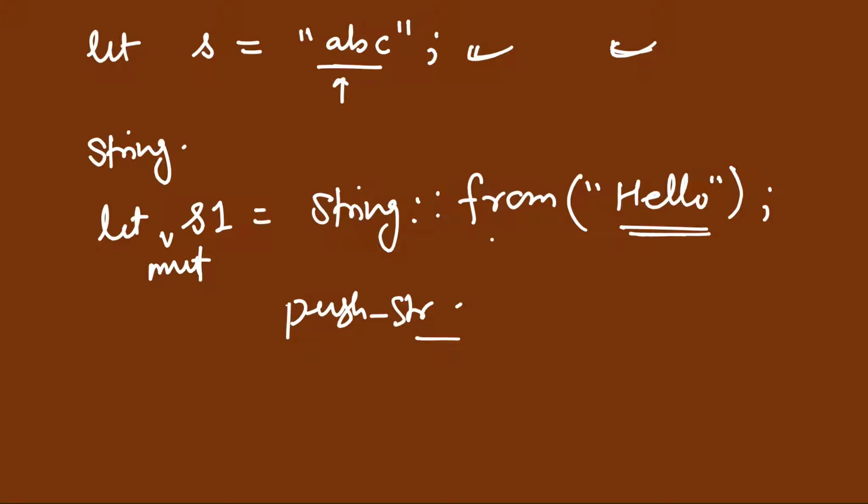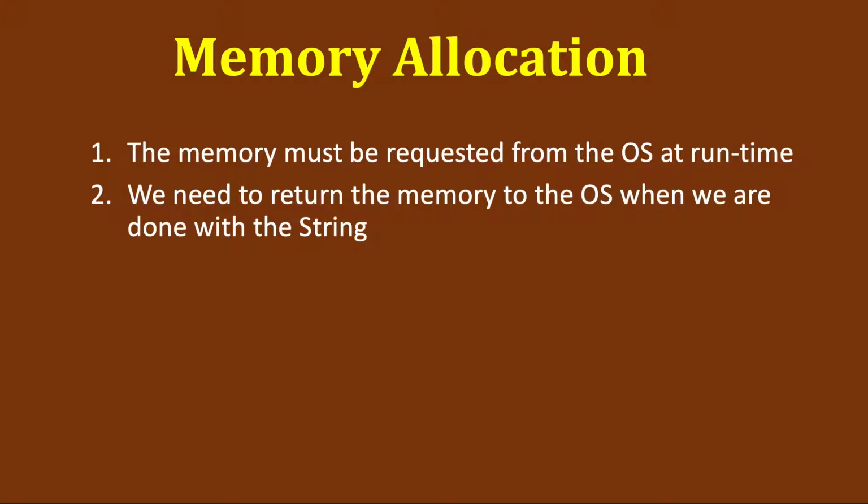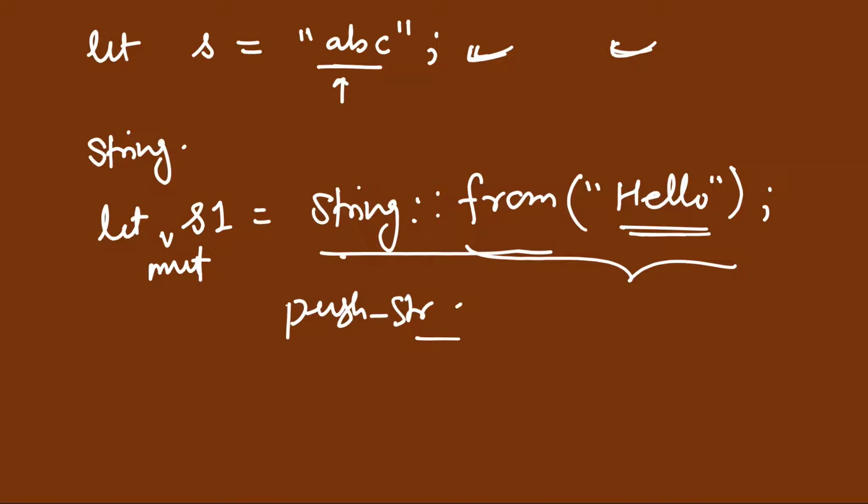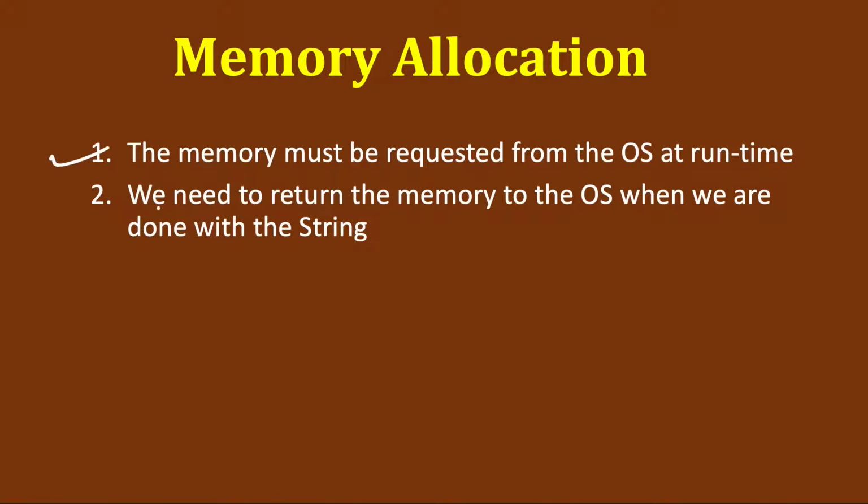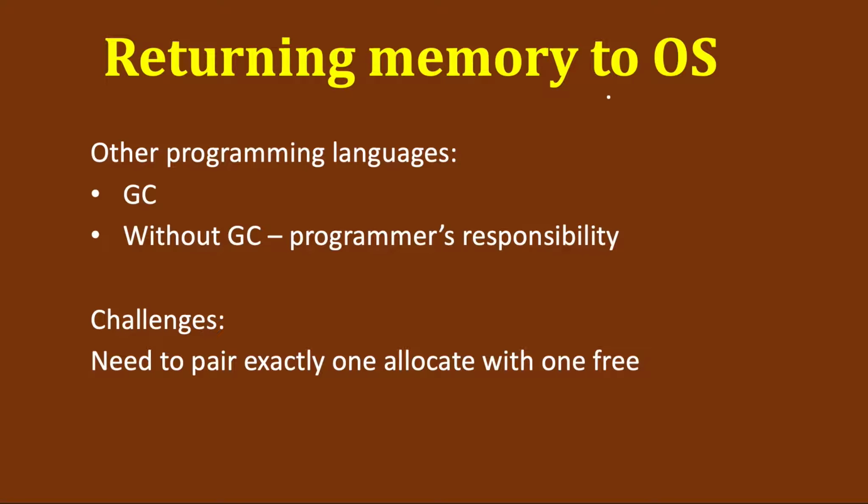Here the main reason for using heap allocation instead of stack allocation is that we may not know the string always at compile time. So first we need to request memory from the operating system at runtime, and we are doing that here using String::from. This will request memory from the operating system to store this hello. And after we are done using the string, we need to return the memory back to the operating system. Returning memory to the OS is done in different ways in different languages.